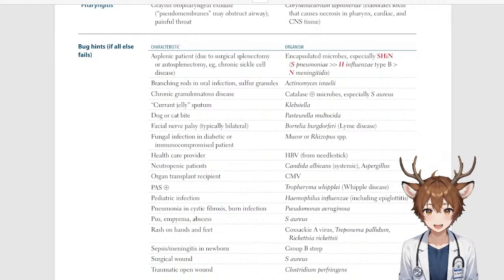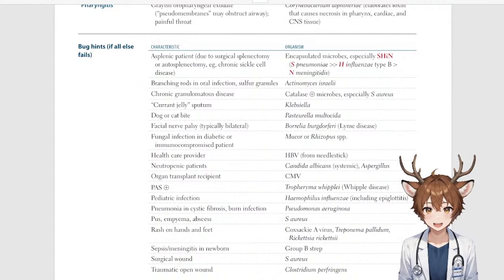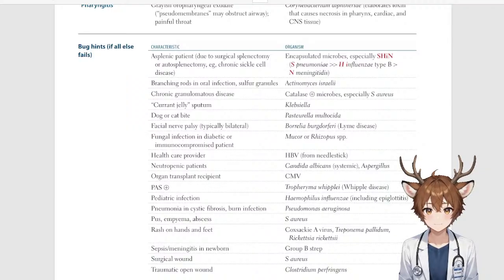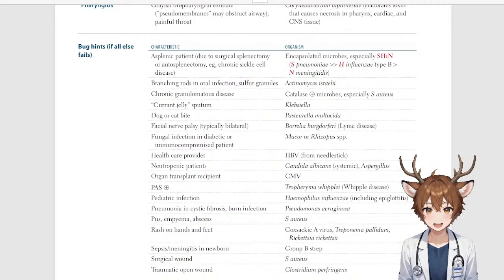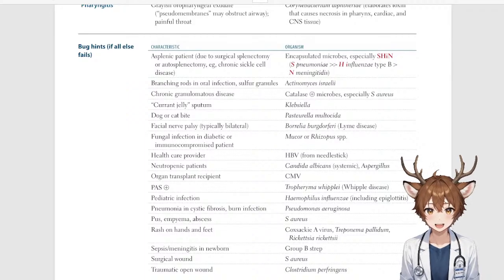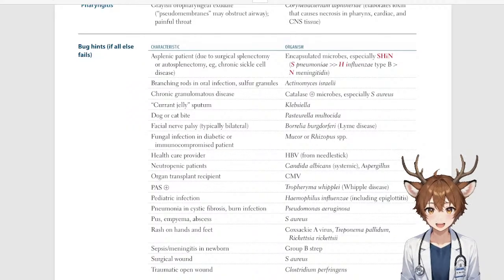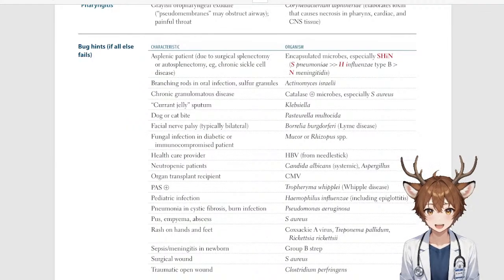But let's see, characteristics in organism. This is a little bit of a guessing game. Think about it, okay? Asplenic patient due to surgical splenectomy or autosplenectomy, chronic sickle cell disease. What do we think? Encapsulated microbes, especially Strep pneumo more than anything else, but also H. flu type B, and Neisseria meningitidis. Okay. What about branching rods and oral infection, sulfur granules? Actinomyces israelii. So think about you're in the Israeli desert, and it's got this sort of sulfury, yellowish granule sand.